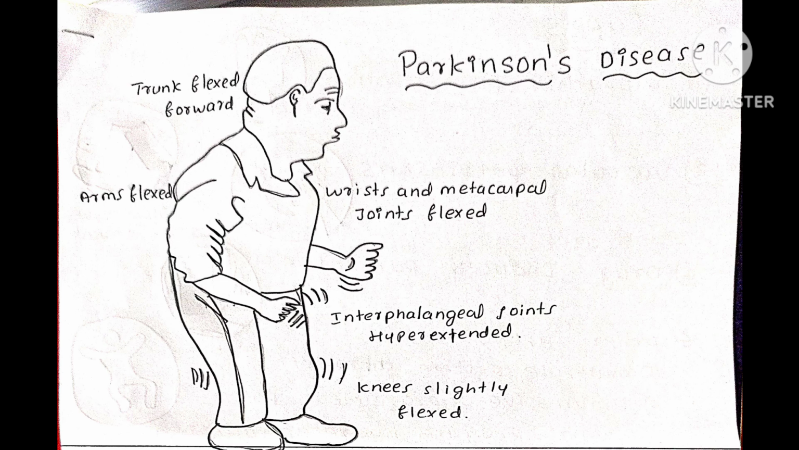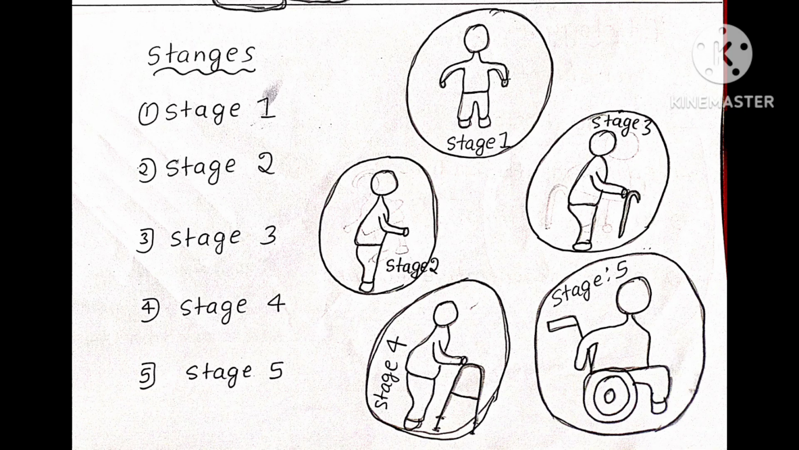Parkinson's disease is an idiopathic, chronic, degenerative disorder of the central nervous system. It is characterized by disability from tremors and rigidity, and it affects mobility and locomotion. There are many stages in Parkinson's disease. The first one is stage 1.